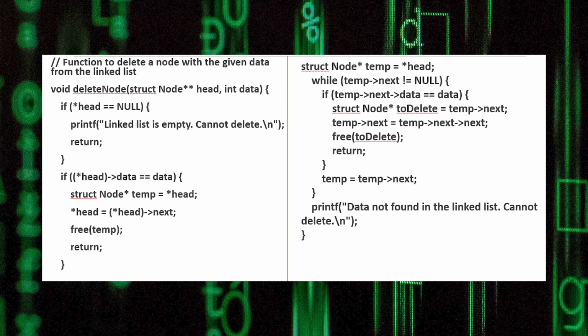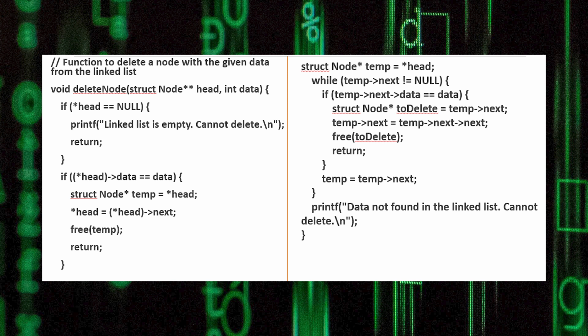Inside the while loop, I am writing an if statement, and this if statement says temp of next of data, using this arrow operator, equals to data. If this condition is true, then the next statement temp of next would be assigned to the struct node variable named to delete, and after this temp of next of next will be assigned to the temp of next, and last I am just freeing the memory of to delete variable and I am returning.